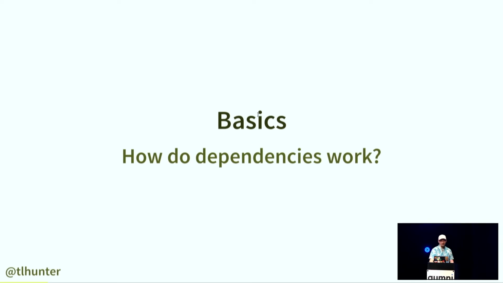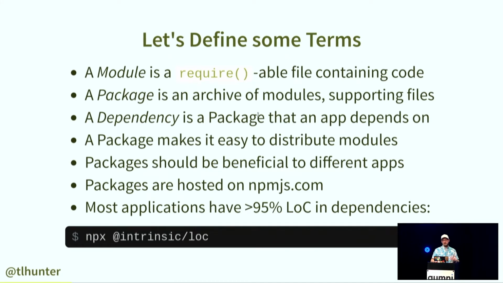Thanks. So first, basics, how do dependencies work? Well, actually, let's first define some terms. A lot of these terms are confusing, and I actually got it wrong for about the first 5 years of my Node career. So first, a module is a file that you can require or even import, and that sits on disk and contains some sort of semblance of code. A package is an archive of modules and their related supporting files. And those ultimately get tarballed, combined into a tar package, and then uploaded.